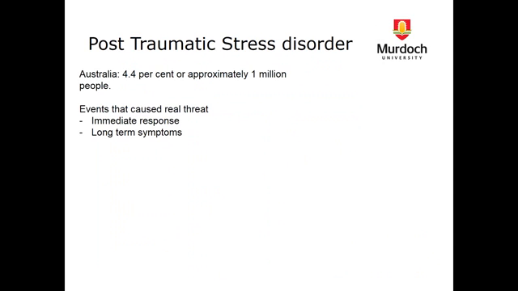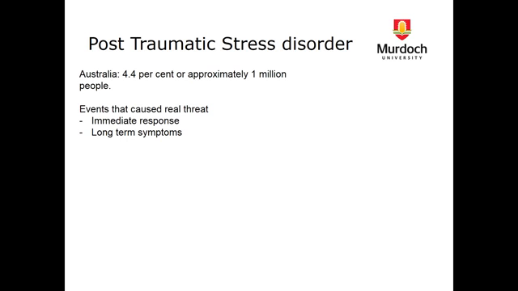On the extreme end of stress, I want you to be aware of post-traumatic stress disorder, or in short, PTSD. Post-traumatic stress disorder is a disorder obviously related to extremely high levels of stress. And in Australia, about 4.4% of the population suffers from post-traumatic stress disorder. So that's about 1 million people in Australia in any given year that suffer from PTSD. Now, PTSD results from events that cause a real threat to a person. So these events can be, for example, being in a car accident. As a result of the event, there should be an immediate, very strong stress response. And in order to be diagnosed with post-traumatic stress disorder, there should also be long-term symptoms that I will come back to later.